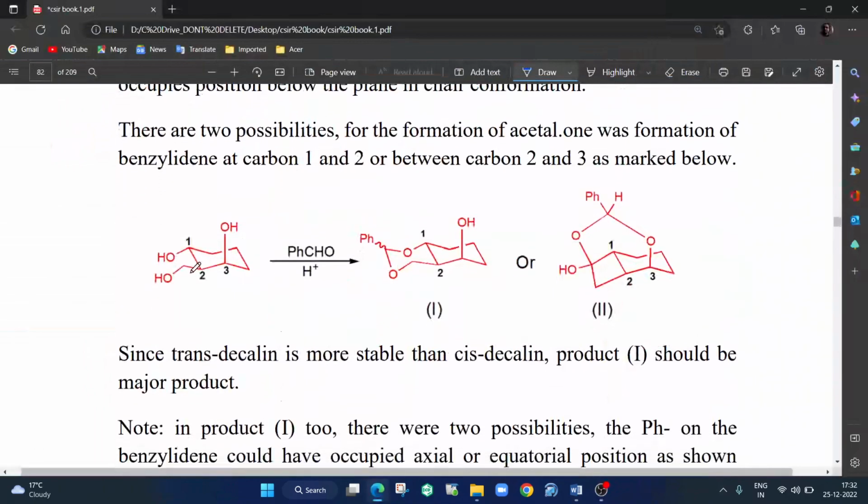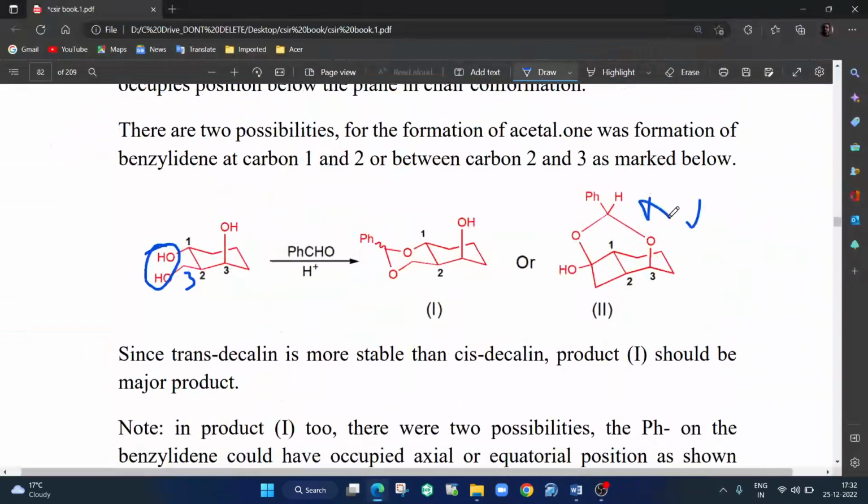So now two possibilities are there. One is this. So of course this is 1, 2, 3. At position 3 you are having this. So this can undergo benzylidene formation, because though they are trans, we saw that when it is 1,3, it forms a 6-membered ring, it is possible. Also it is possible that it can form this 1, 2, 3. So here it can form like this.